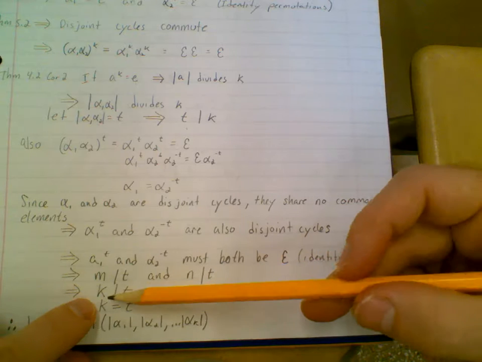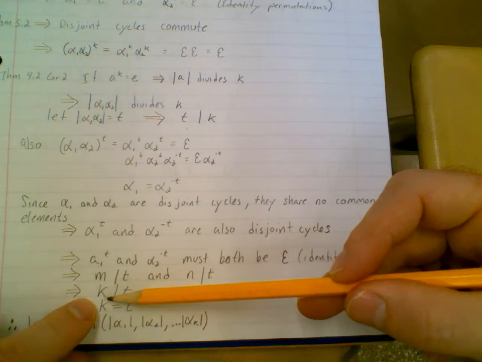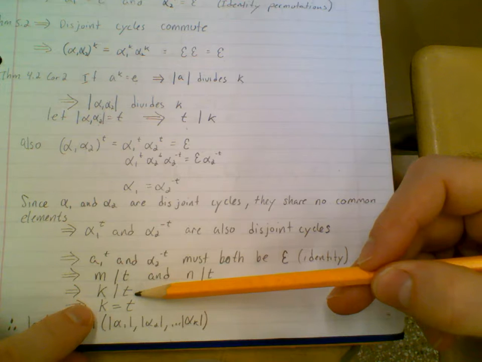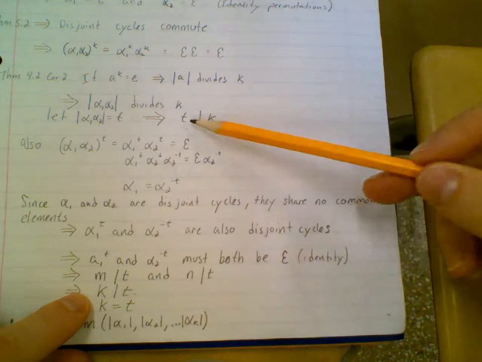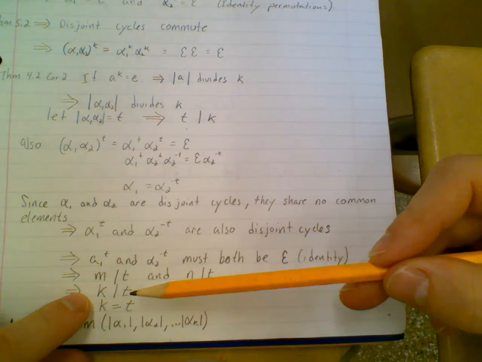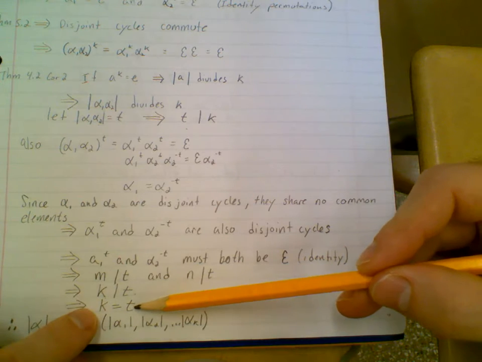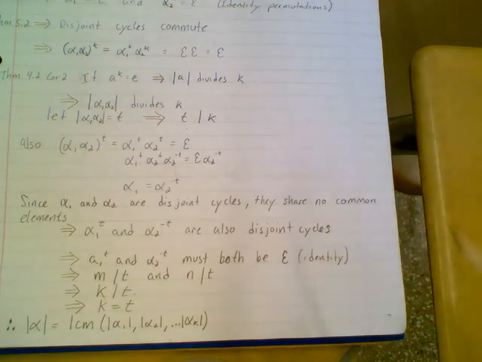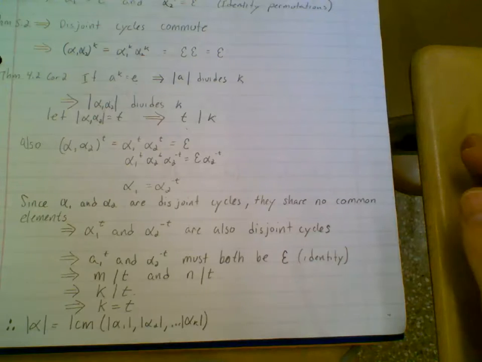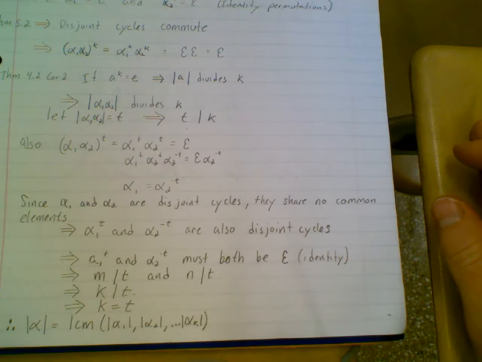And so that would mean that their least common multiple, k, is also going to divide t. And if t divides k and k divides t, then k equals t. So therefore, we can say what we're trying to prove, that the order of alpha is going to be the least common multiple of its parts.